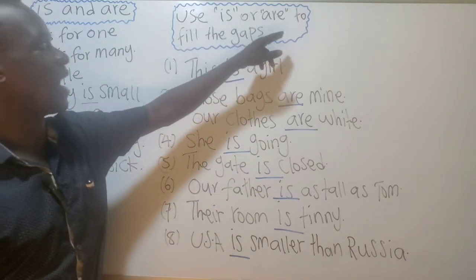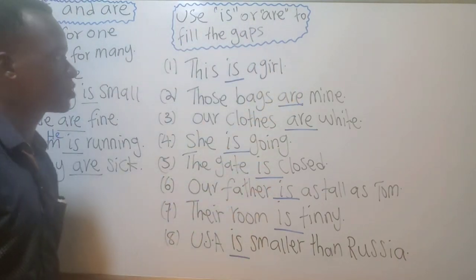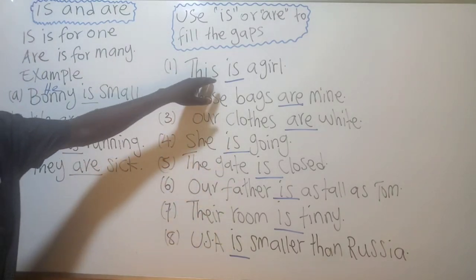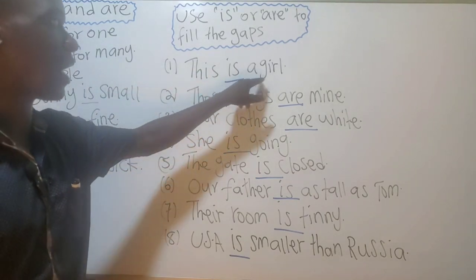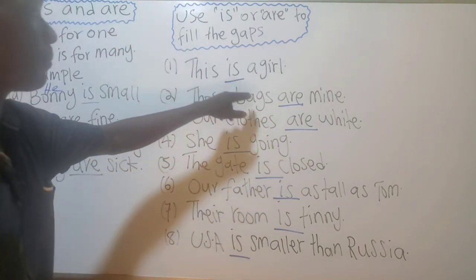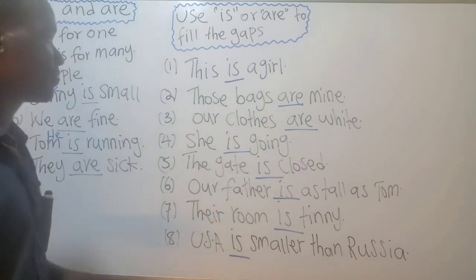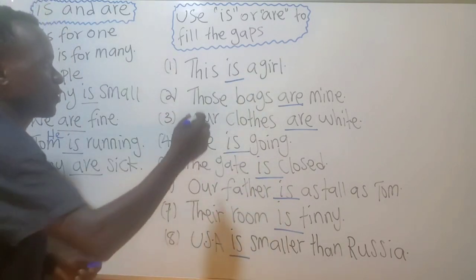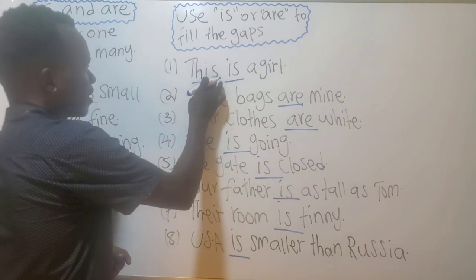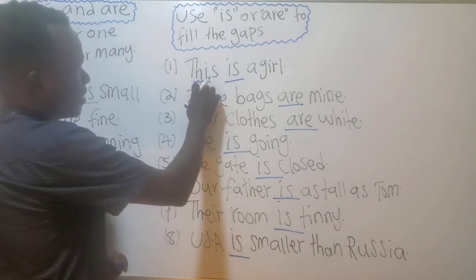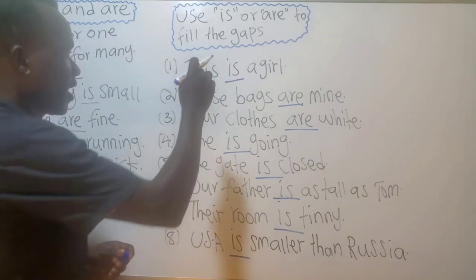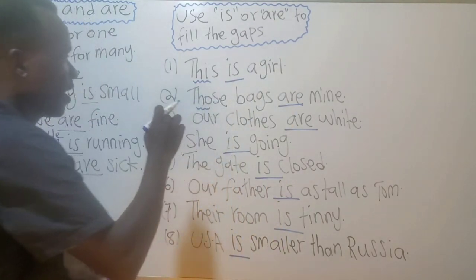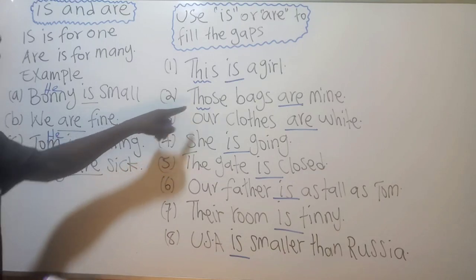Let us look here. Use is or are to fill the gaps. These are the gaps, but I already filled them for you. This is a girl. This is singular, okay? This expresses a singular noun. And then those expresses plural.